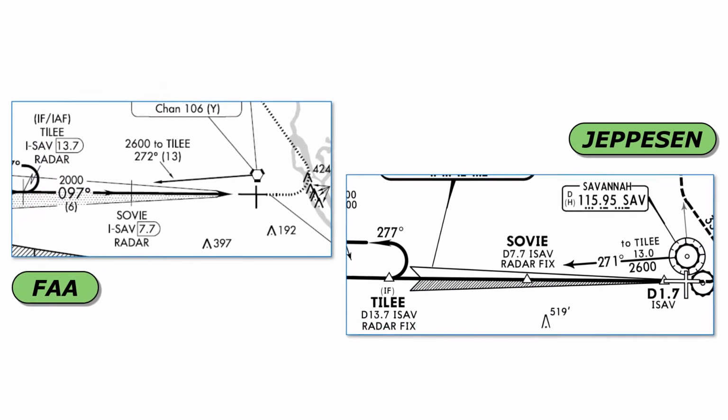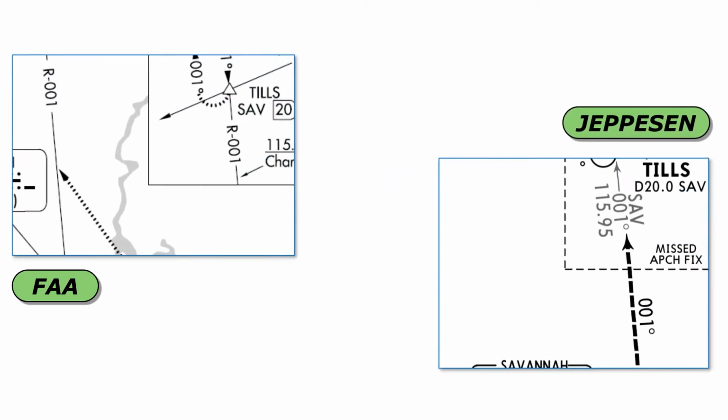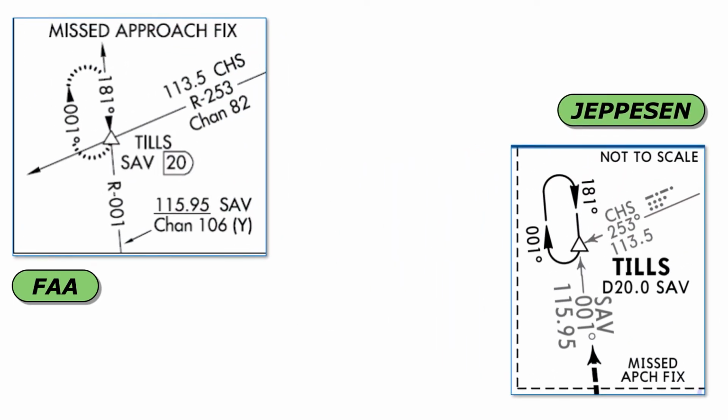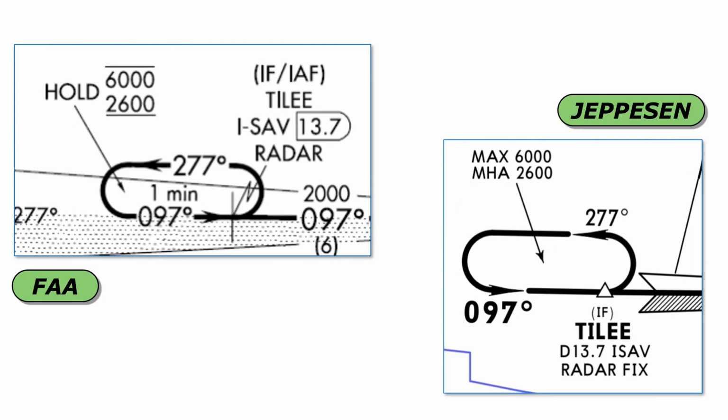Looking at the approach course, you see that the distance information is displayed a little differently. The FAA plate uses an elongated D to show DME, while the Jeppesen plate just has an uppercase D before the distance figure. The holding fix on the missed approach procedure is depicted very similarly in both plates, though the racetrack pattern looks a bit different. FAA charts use bars above and below altitude and speed figures to show restrictions. Here, at the initial approach fix Tilly, there's a maximum 6,000 and minimum 2,600 holding altitude. The Jeppesen plate just depicts these restrictions textually.